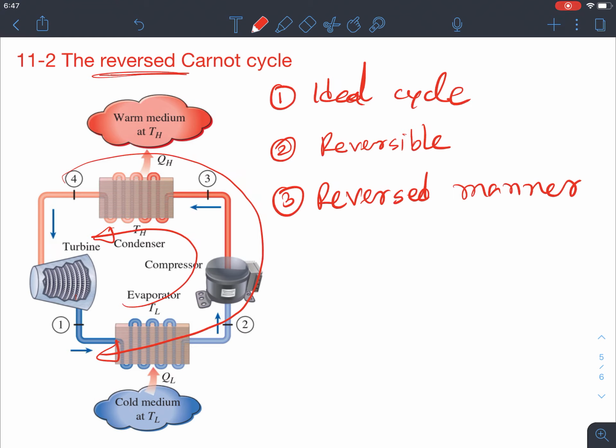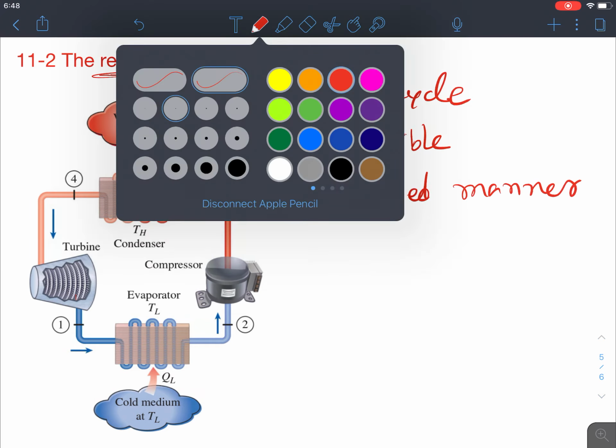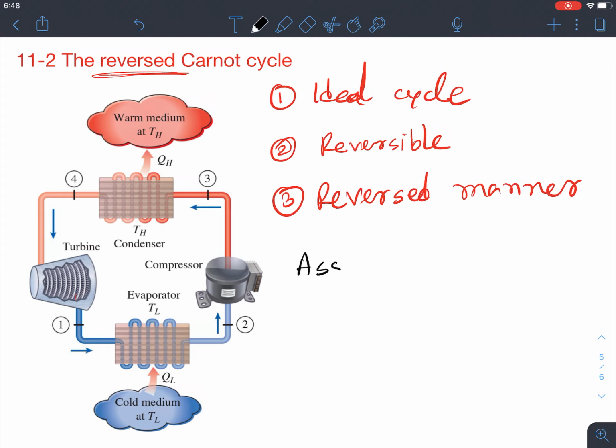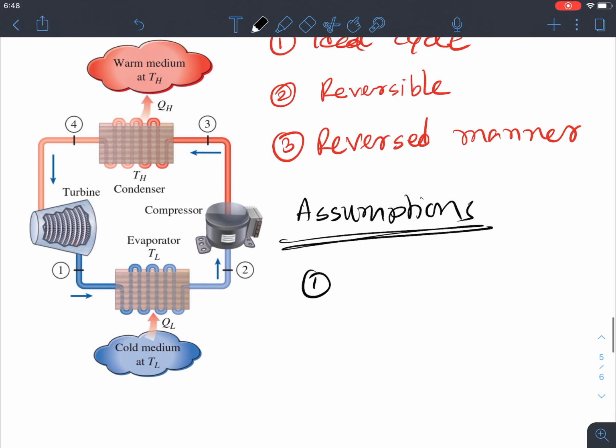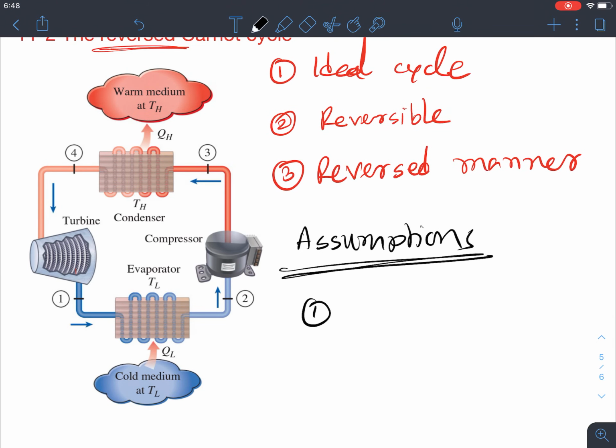So that's the difference between this reversed Carnot cycle and simple Carnot cycle. So let's take a look at what are the assumptions they made to come up with this reversed Carnot cycle, right? So the assumptions. The number one assumption in this Carnot cycle is that, you can see right here, process 1 to 2 is basically the heat addition.